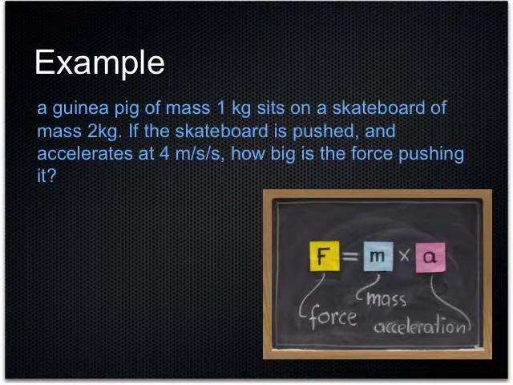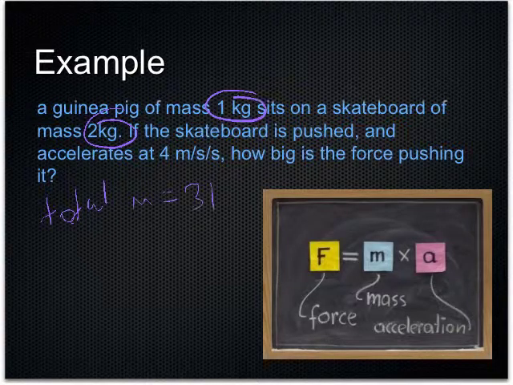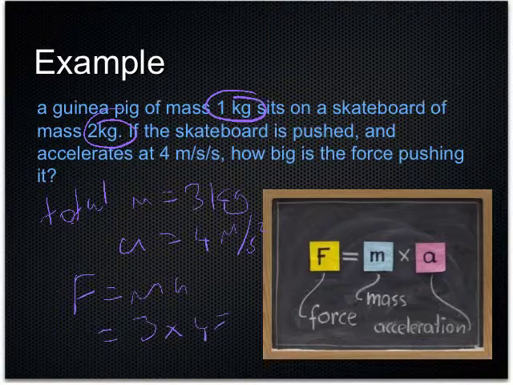So for example, a guinea pig of mass 1 kg sits on a skateboard of mass 2 kg. If the skateboard is pushed and accelerates at 4 meters per second squared, how big is the force pushing it? Okay, so that's part of your mass, that's part of your mass. So total mass equals 3 kg. Acceleration is equal to 4 m/s². So using the formula F equals ma, 3 times 4 equals, and what is it measured in? We're looking at newtons for force.